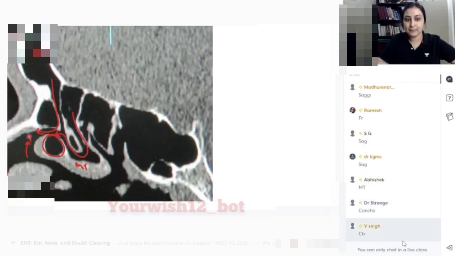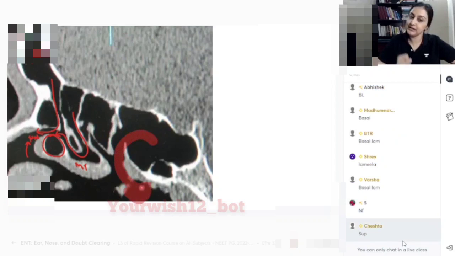So this is your middle meatus. Correct? Then look at this. What is this bone called, which is attached to the middle turbinate, which separates anterior ethmoid and posterior ethmoid? This is the basal lamella, not uncinate process. Uncinate process will be attached to the inferior turbinate. Correct? Okay. So this posterior ethmoid is draining here, superior meatus. And then we have the sphenoid sinus, which is draining here in the sphenoethmoidal recess.